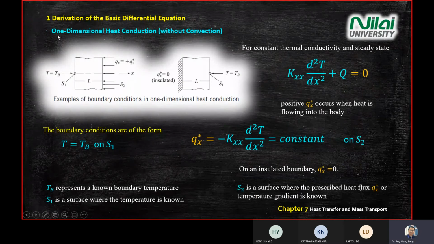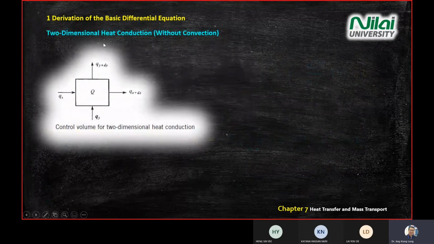Okay, normally section A will ask you to use the one-dimensional heat conduction equation, which means you only look at one direction, the X direction. And then maybe in the second section, or section B, you need to use two-dimensional heat conduction to find the Y direction. Okay, so we are now looking at two-dimensional heat conduction without convection.